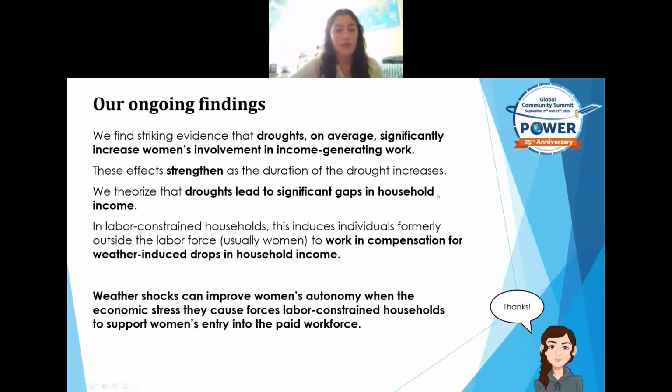So all in all, weather shocks can improve women's autonomy when the economic stress they cause forces labor-constrained households to support women's entry into the paid workforce.